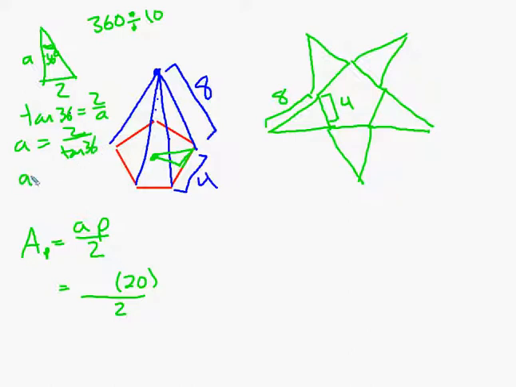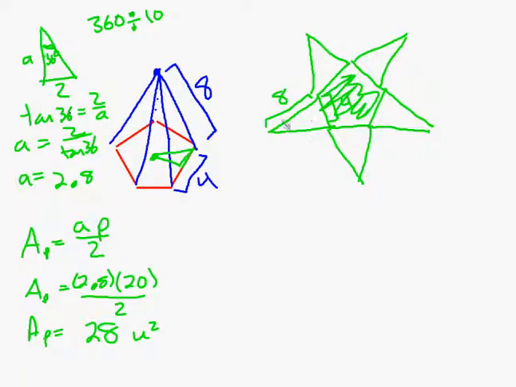And just for speed, let's get it to the nearest tenth. 2.8. Yes. Alright, so what's the area of my base? 28. Yes, 28 units squared. Okay, so that gives me this. I have that. Now I need one of these triangles. And how many of these triangles do I have? 5. So the area of a triangle is base times height divided by 2.